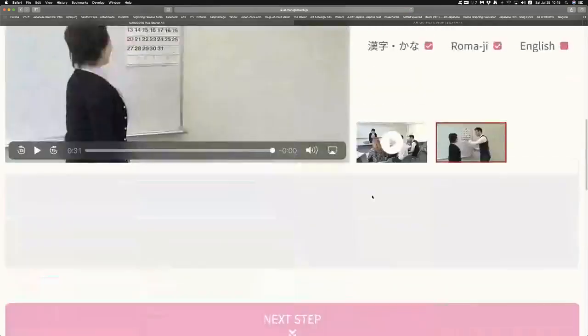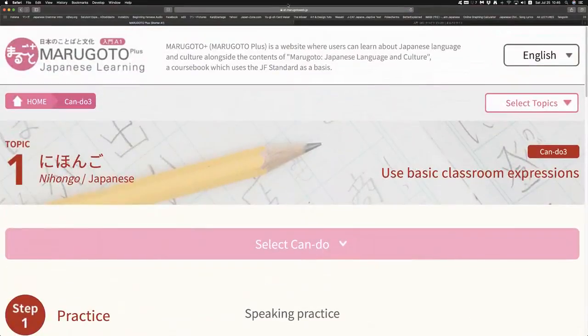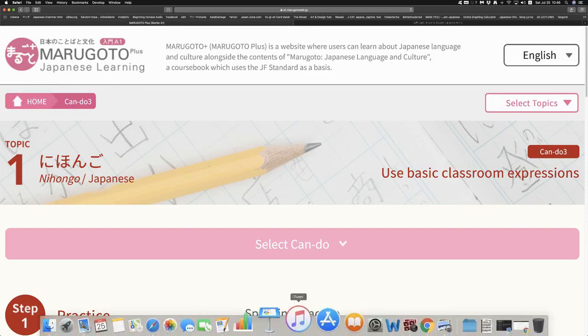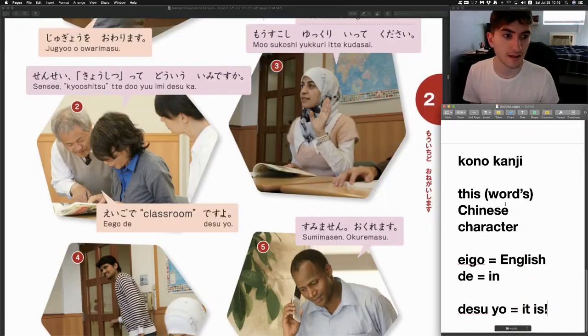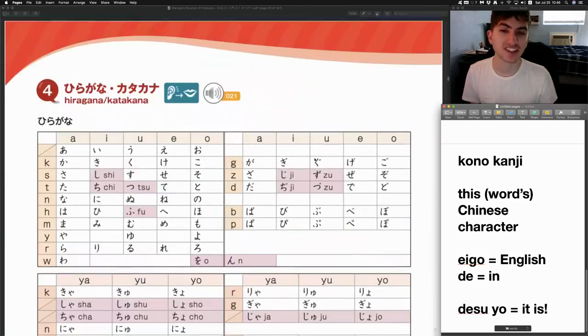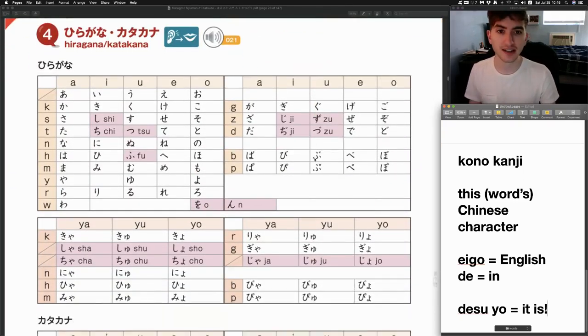Okay, and again, you could always try these on your own by going to a1.marugotoweb.jp. This is Can Do 3. And let me see, I want to go now. Oh, not this. Let me just minimize. Okay, and then the next section for this lesson is all about hiragana and katakana, right? These are kind of like the alphabets of Japanese.